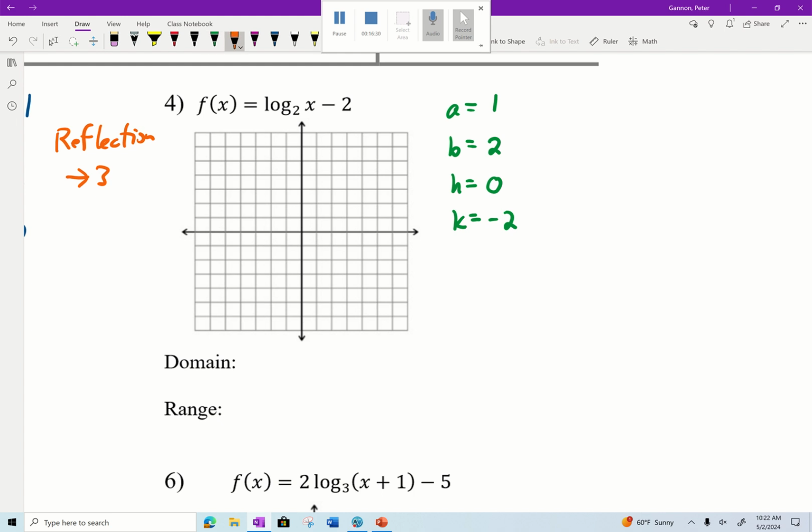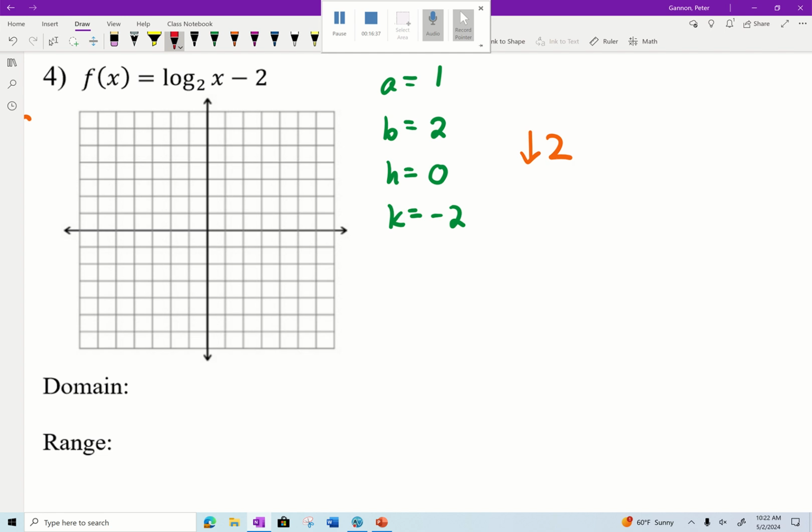All right, so when it comes to transformations, the only thing going on is down 2. So we're going to start by graphing our asymptote, which is 0. So we just draw in that dashed line. Then we're going to take our anchor point (1, 0) and move it down 2. Go back to the asymptote. We're going to go up A, which is 1, and right B, which is 2. Curving up on the right, coming down on the left.